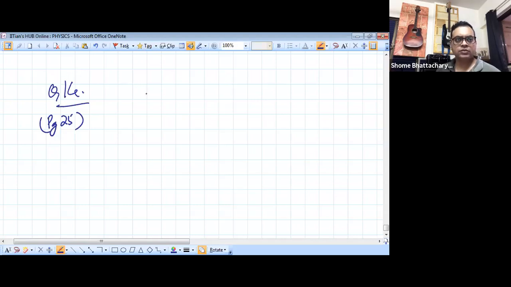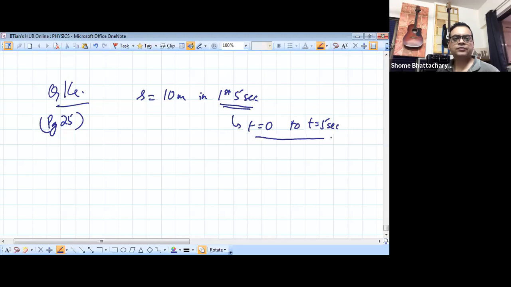Okay, so in question 14, see what it's saying, that it is traveling a displacement of 10 meters in the first 5 seconds. In the first 5 seconds. Okay. So first 5 seconds kya hai basically? It is t equal to 0 to t equal to 5 seconds. That interval of time. And then it is traveling a displacement, let's say s prime, but again of 10 meters in the next 3 seconds.